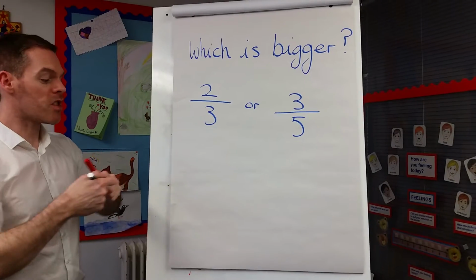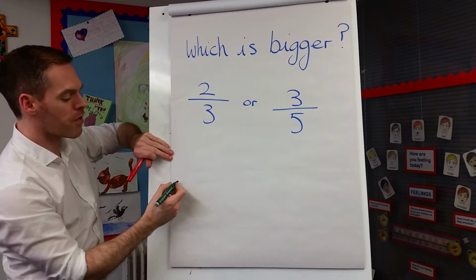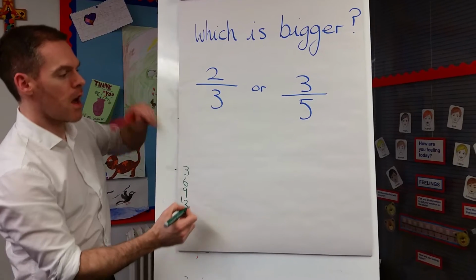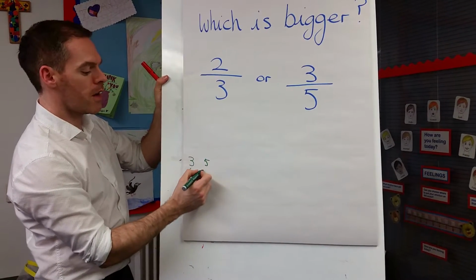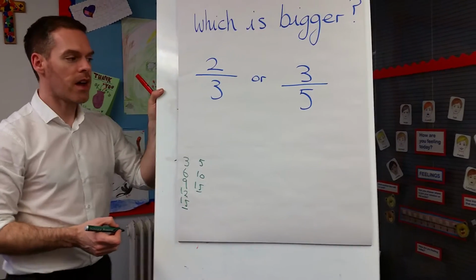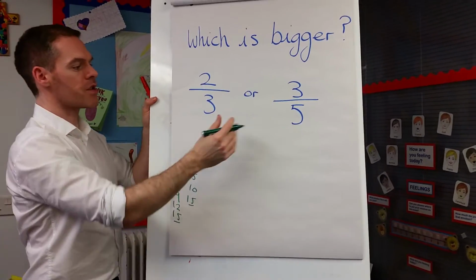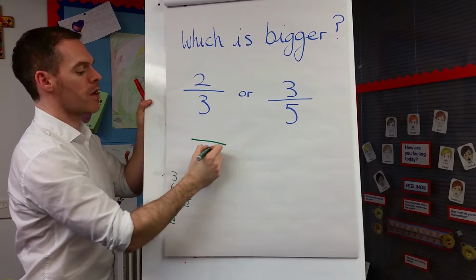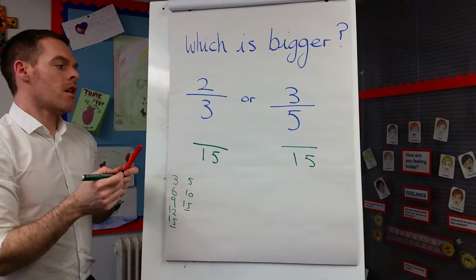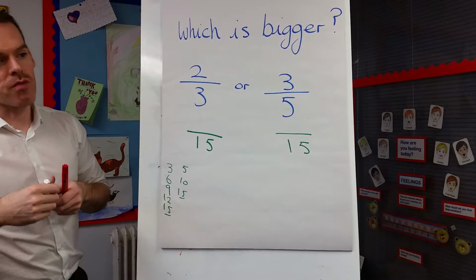Just to show, we'll do our groups of 3. You don't have to do this every time, but I'm just going to show you this time. So if I do my groups of 3: 3, 6, 9, 12, 15, and my groups of 5: 5, 10, 15. The first common multiple of 3 and 5 is 15. So I'm going to write that underneath both of these fractions. They're going to share the denominator 15. So whatever I do to my denominator, I must also do to my numerator.